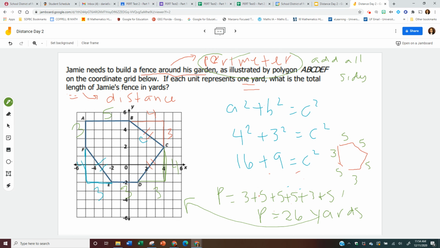So that is essentially how you would find the perimeter of a shape that is not necessarily flat all the way around. Okay, so I'm going to take a quick pause right here.